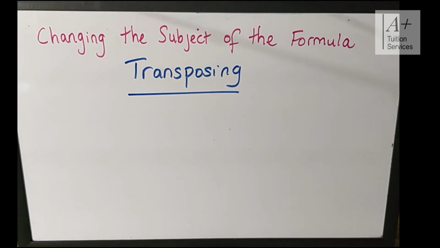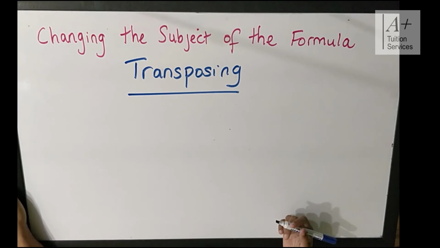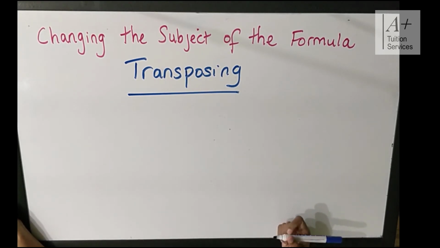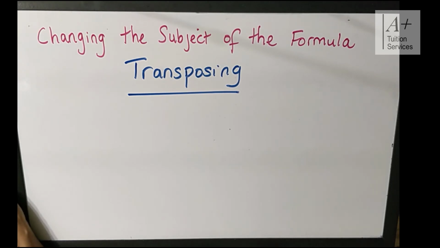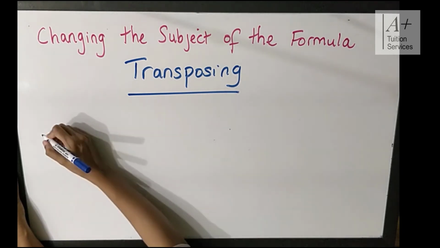Everyone, in this video tutorial for mathematics, we're going to look at changing the subject of the formula, also known as transposition. Before we get started, we have been dealing with formulas since primary school. There's a formula for everything. There's a formula to find simple interest, a formula for profit, a formula for loss, a formula for area, perimeter, and so forth. But at this level, we need to know what is a formula.